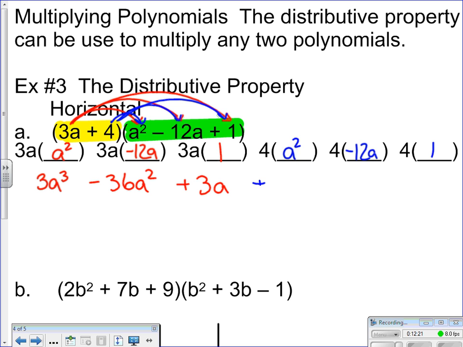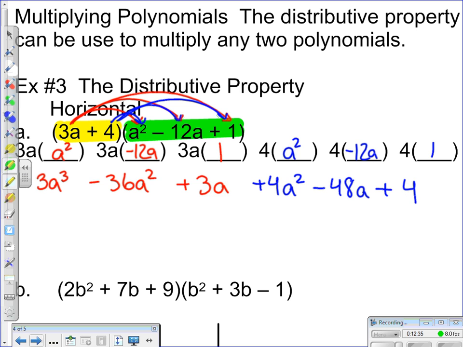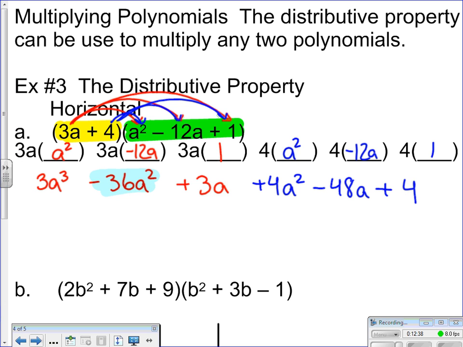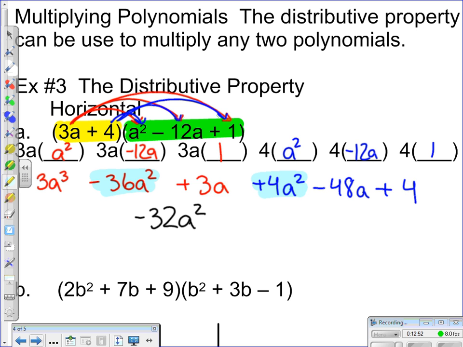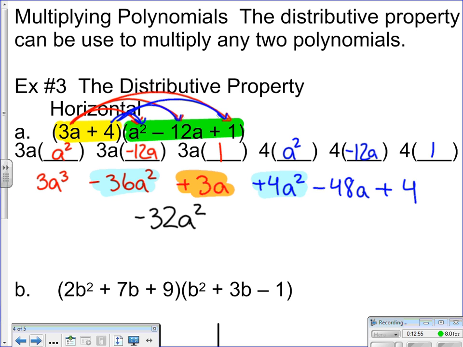Multiply by 4. 4 times a squared is 4a squared. 4 times negative 12, negative 48a. 4 times 1, 4. Now, let's combine our like terms. Negative 36a squared gets combined with the 4a squared. So negative 36, positive 4 makes negative 32a squared. Also going to have to combine 3a and negative 48a. 3a minus 48a, negative 45a.